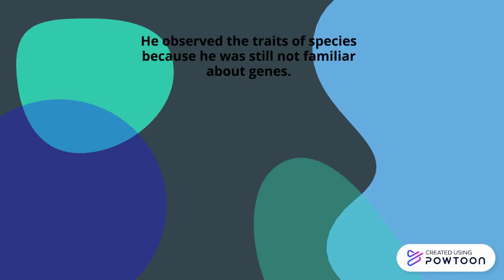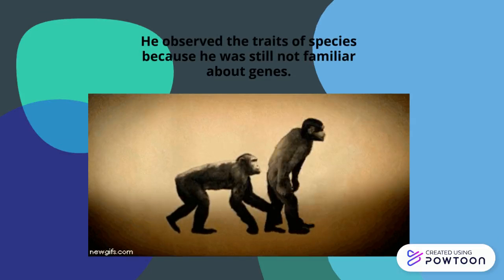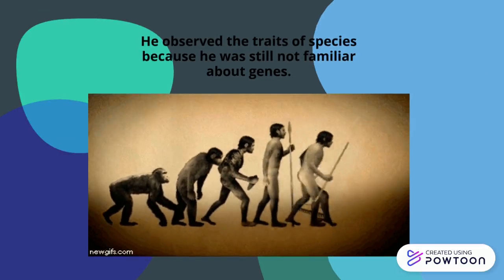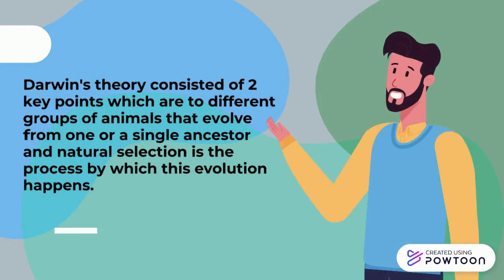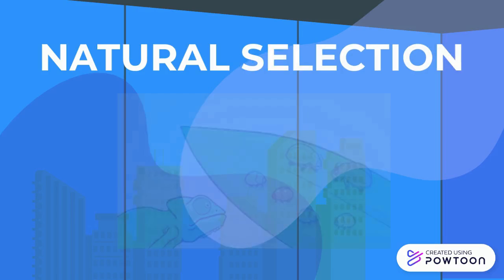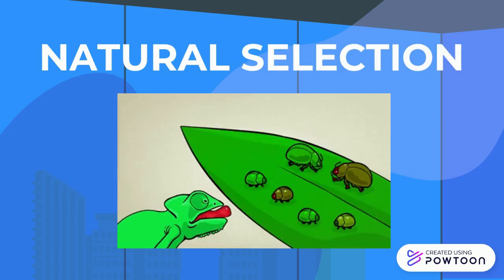He observed the traits of species because he was still not familiar with genes. Darwin's theory consisted of two key points: two different groups of animals that evolved from a single ancestor, and natural selection, which is the process by which this evolution happens.